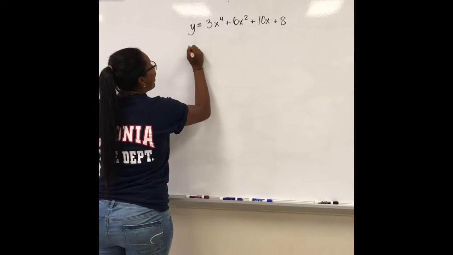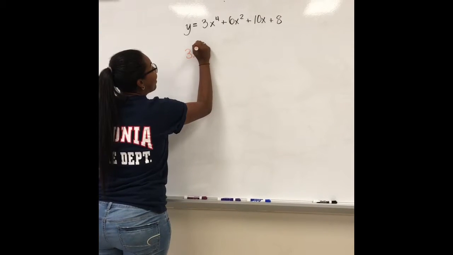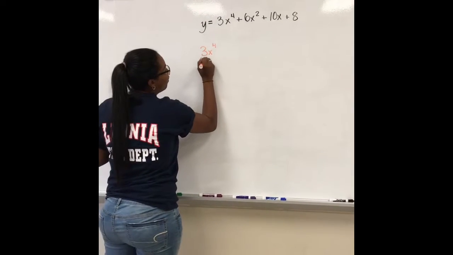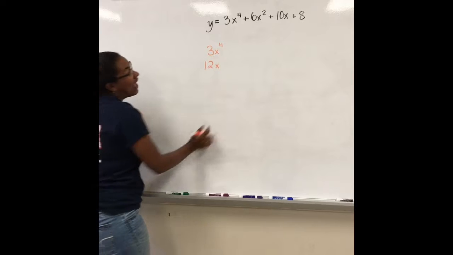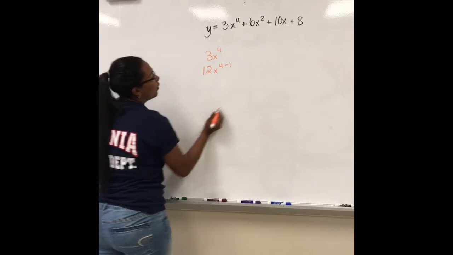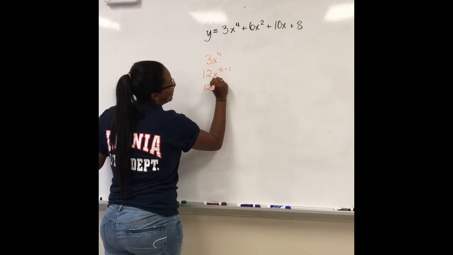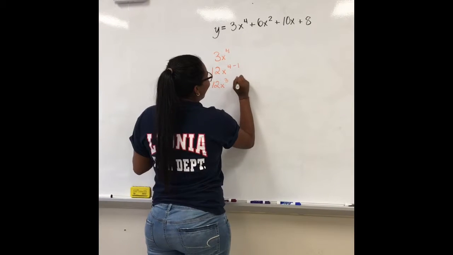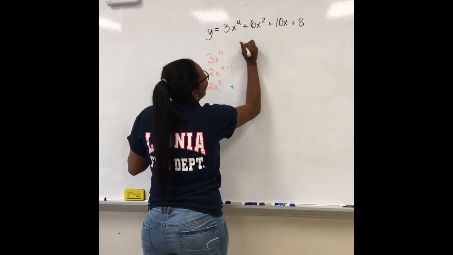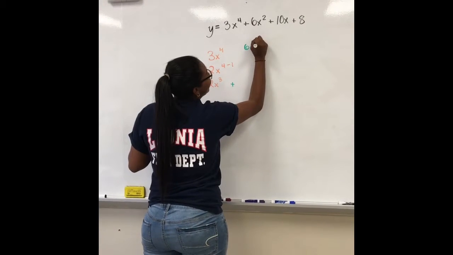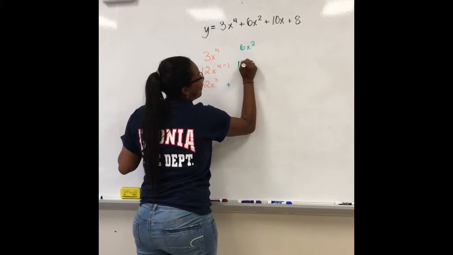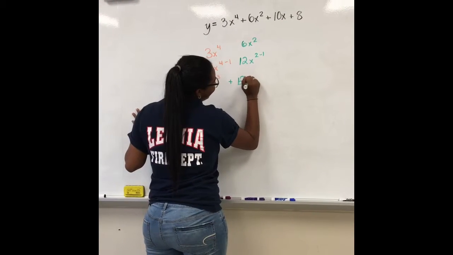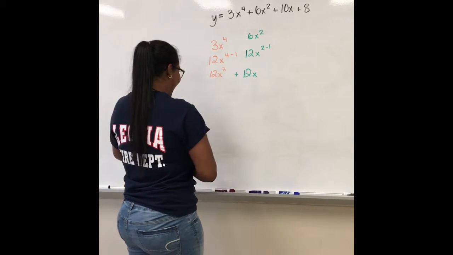First, I'm going to isolate 3x to the 4th. I'm going to bring my exponent down and multiply it by the coefficient, so I get 12x. Now I'm going to subtract 1 from my exponent, which gives me 12x to the 3rd power. For the next part, we bring down our sign and we multiply 2 to our coefficient, giving us 12x. And of course, 2 minus 1 is 1, leaving our second part 12x. Pardon me.